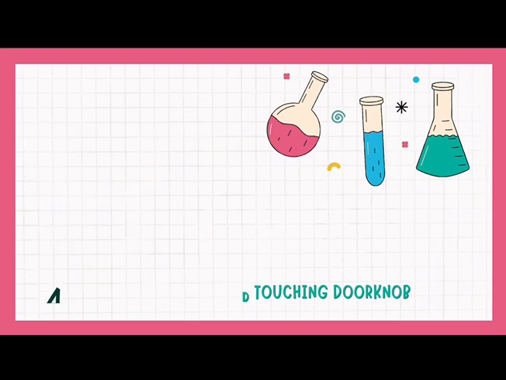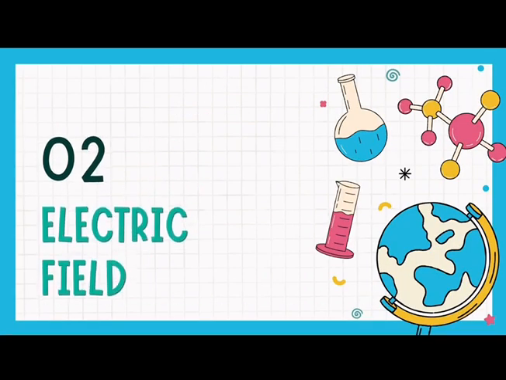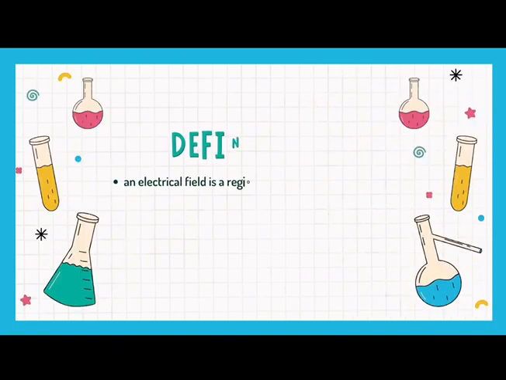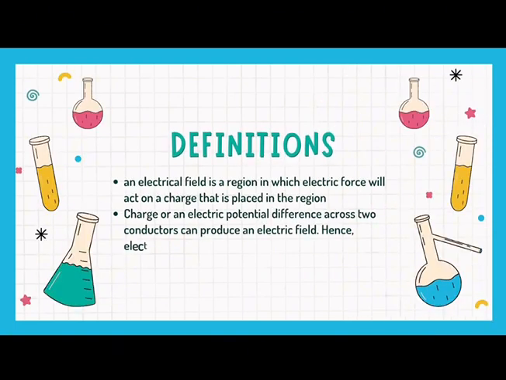Okay, now let's move on to the next topic, which is electric field. An electric field is a region in which an electric force will act on a charge that is placed in the region. A charge or an electric potential difference across two conductors can produce an electric field. Hence, an electric field exists in the space surrounding the charge.